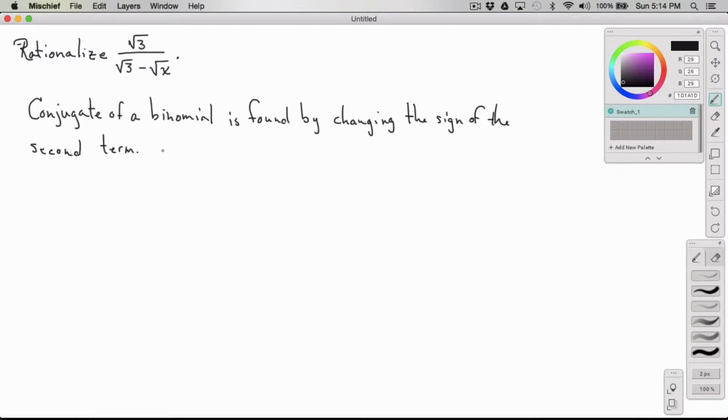For example, if you have x plus 2, then its conjugate is going to be x minus 2. Notice I didn't write an equal sign there because they're not the same thing. If you have something like x plus the square root of 3, then it has a conjugate of x minus the square root of 3.